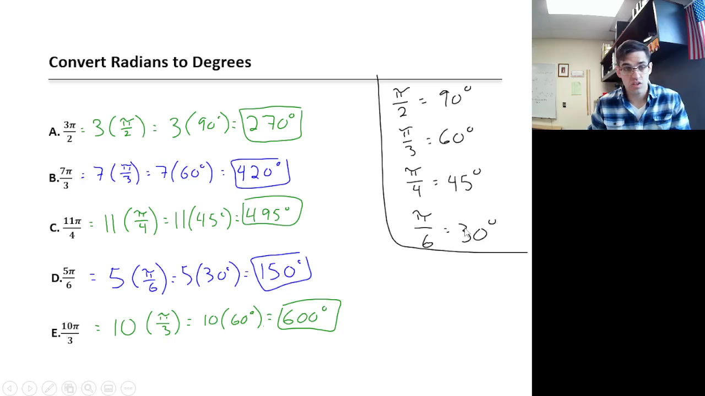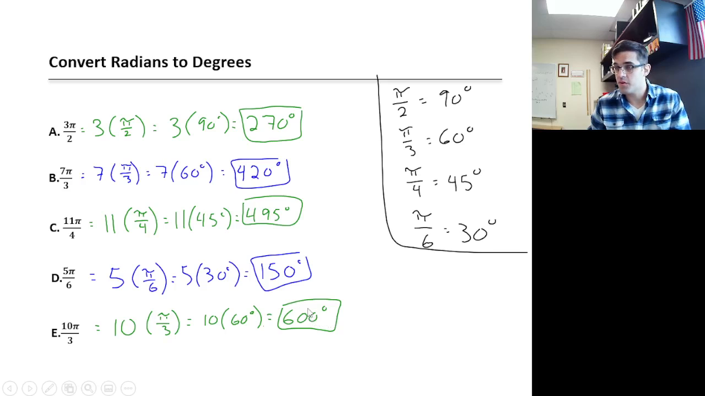If pi over 6 is 30 degrees, then 5 pi over 6 would be 5 times pi over 6. 5 times 30 is 150. And then 10 pi over 3 would be 10 times pi over 3, which would be 10 times 60 degrees, which is 600 degrees.